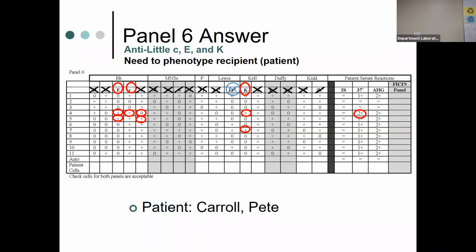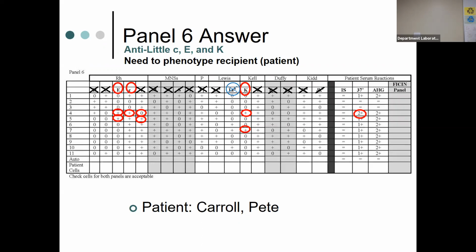All right, so remember, when you run select cells, we know little C is there, all right? Little C is definitely there. When you choose select cells, they must be negative for the antibody that you have definitively ID'd, all right? So we definitely want our select cells to be little C negative, and then we would want to run big E positive and Kel positive select cells.